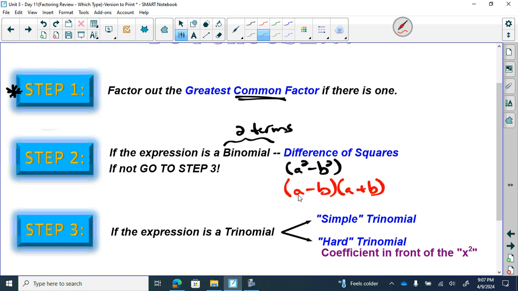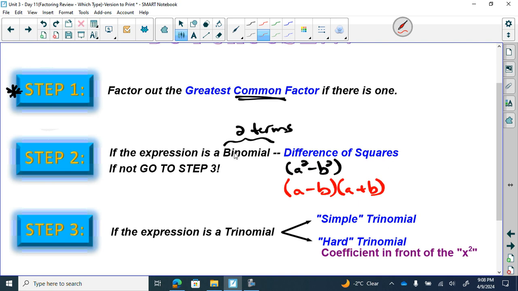You take the square root of the first term. The square root of a squared is a, which goes to the front of each bracket. Then I take the square root of b squared, which is b, and put it at the back of each set of brackets, with opposite signs between them, a minus and a plus. So if there's no common factor and it has 2 terms, do the difference of squares.